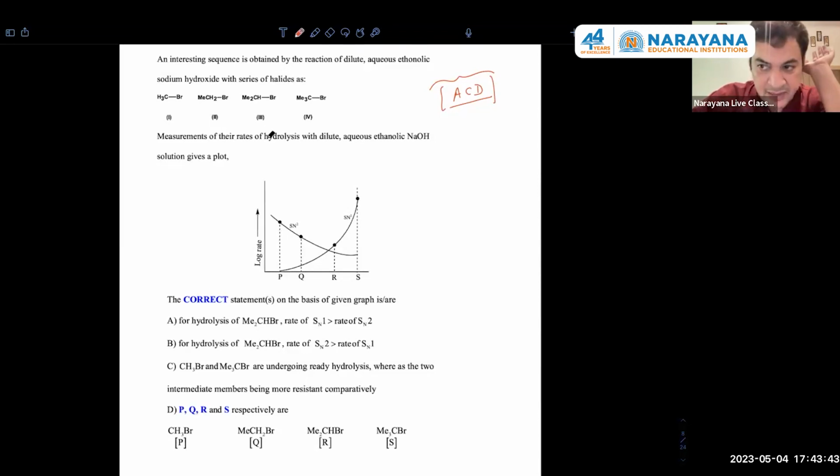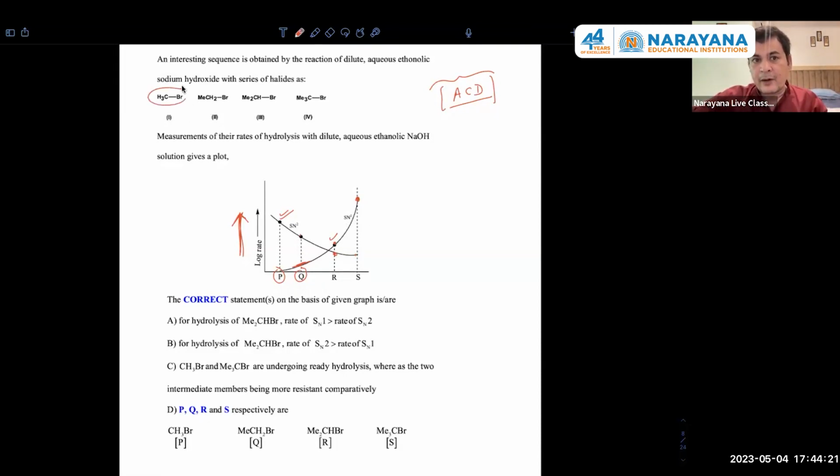Okay, let me explain first. In this graph, this is the rate. P compound has the highest rate of SN2. For Q compound, this line is showing SN1; its SN1 rate is lower and SN2 rate is faster. For R compound, SN2 rate is lower and SN1 rate is faster. For S compound, SN2 rate is lower and SN1 rate is faster. The graph is presenting a simple thing only.